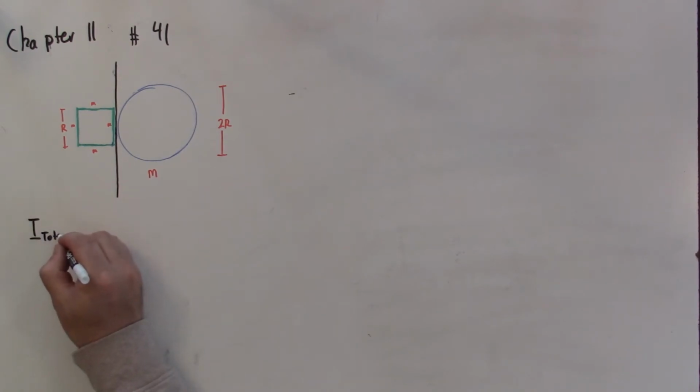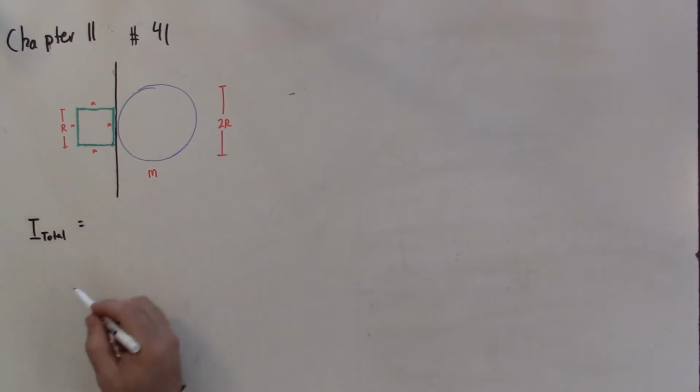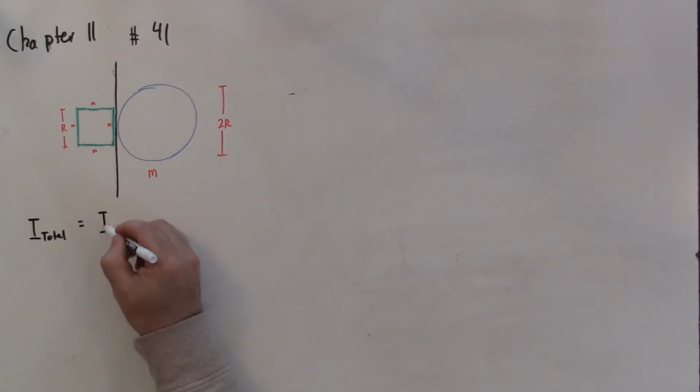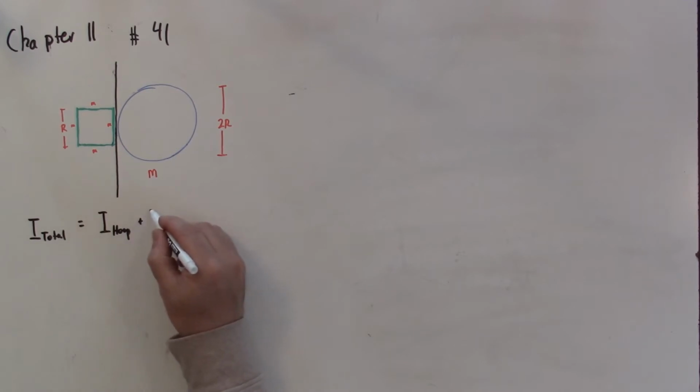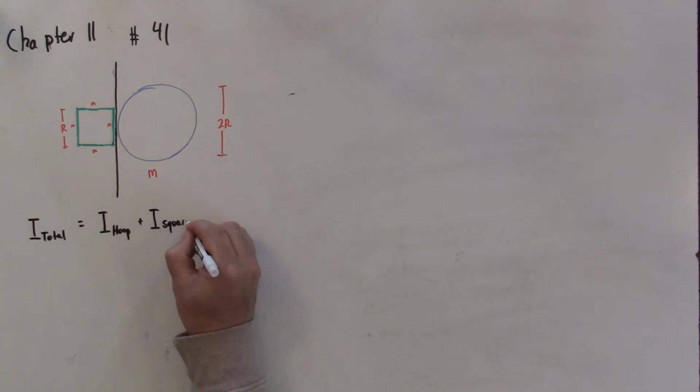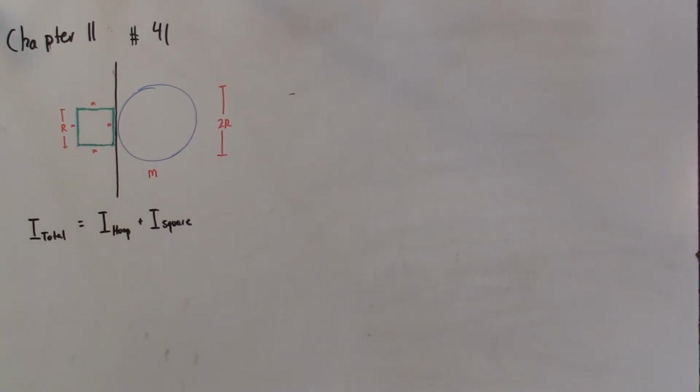So if we want to find the total, it's going to end up being the moment of inertia of this hoop plus the moment of inertia of the square. Because if you want to find the moment of inertia of two objects that are connected, you just add them up. This idea that you could just add them up is going to be useful. That's how we're going to find the moment of inertia of the square coming up. But let's do the hoop first.